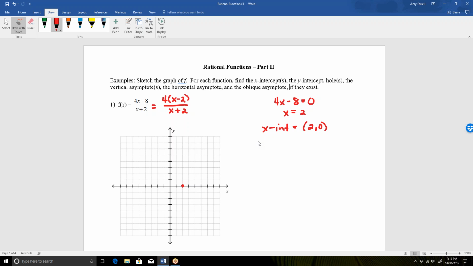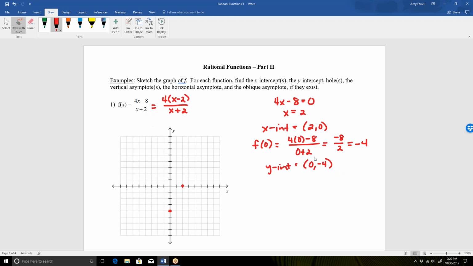All right, to find the y-intercept, we find f of 0. So it's going to be 4 times 0 minus 8 over 0 plus 2. That would be negative 8 over 2, which is negative 4. So I have a y-intercept of, excuse me, (0, -4). Right there.